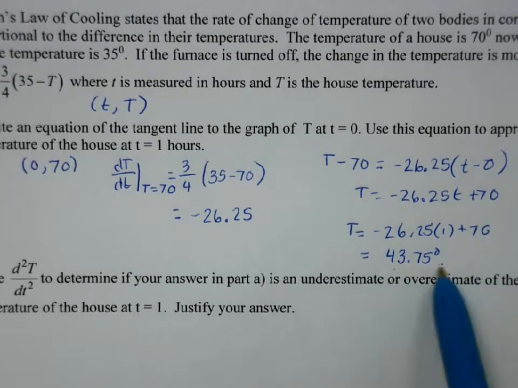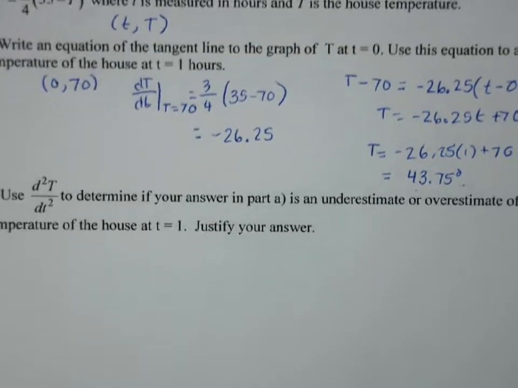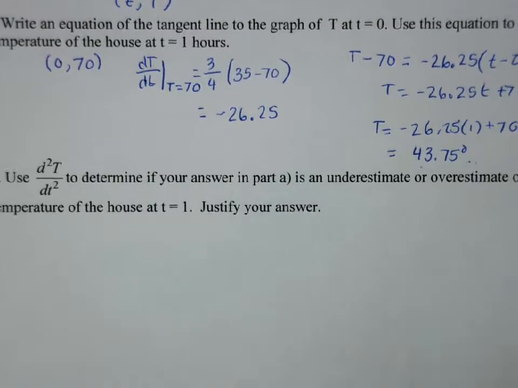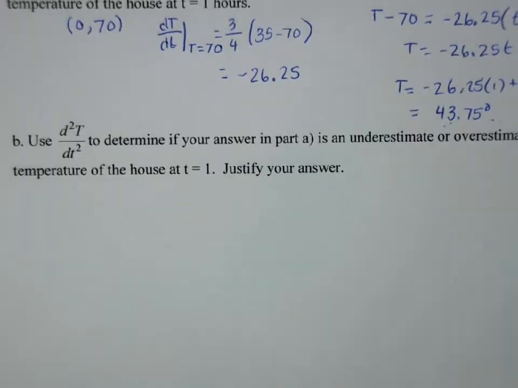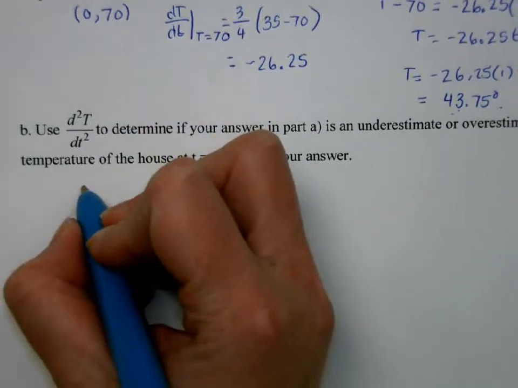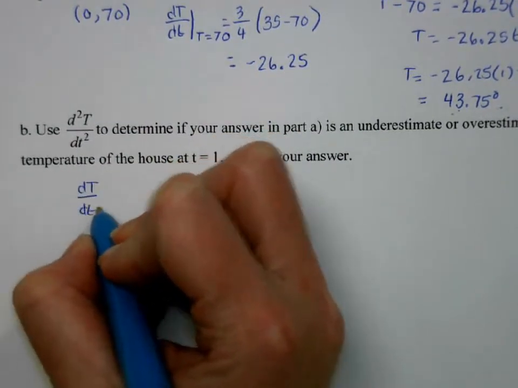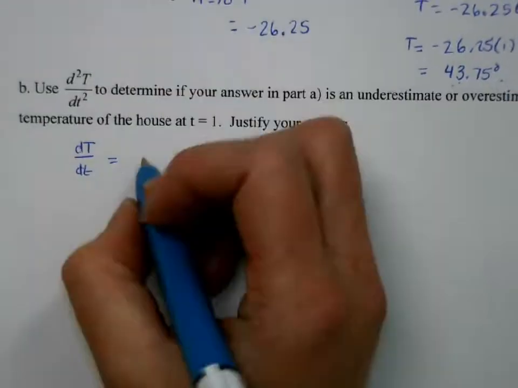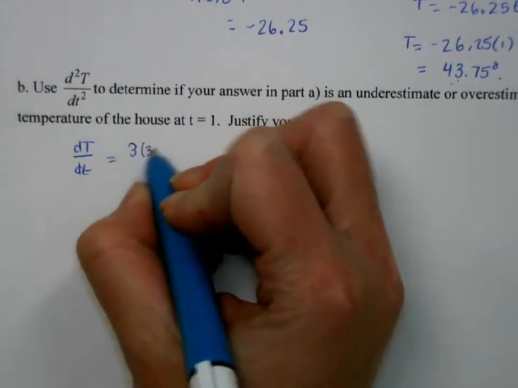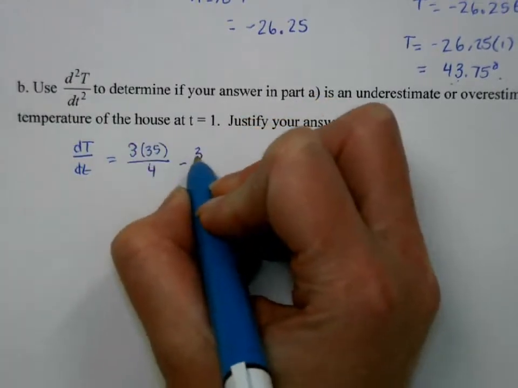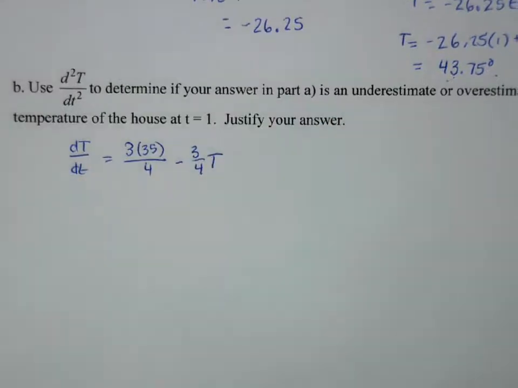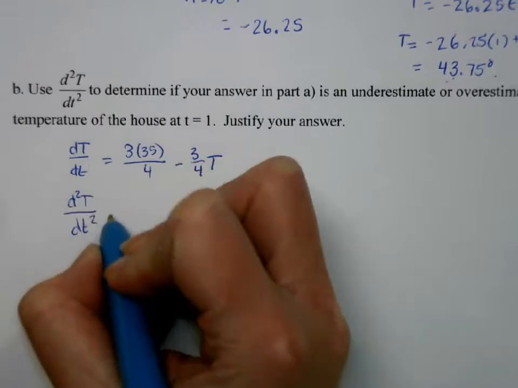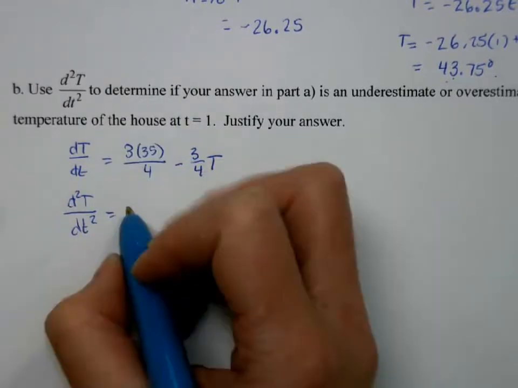In part B, we're going to use a second derivative to determine if this is an overestimate or an underestimate. So I'm going to take the second derivative. So dT/dt, I'm going to distribute the 3/4 to make my life a little easier. Because then if I take this derivative, d2T over dt2, the derivative of the constant is 0, so we're going to have minus 3/4, but we're taking the derivative of T with respect to little t.